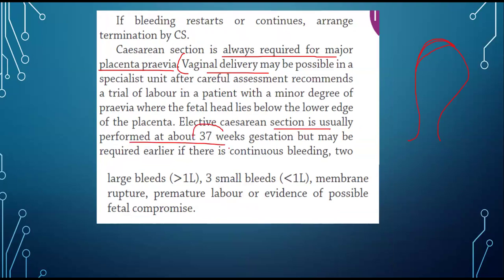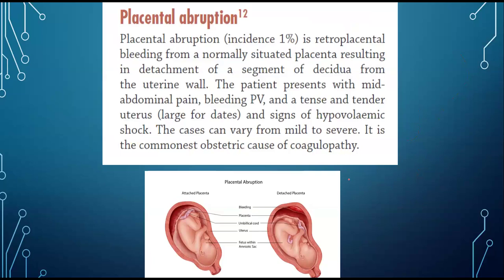Elective cesarean section is usually performed at 37 weeks. So let's say you have a patient with major placenta previa and the patient is 34 weeks gestation. You will definitely admit the patient and keep an eye. Let's say the mother and baby are stable, bleeding has stopped. Your idea would be that by the time it is 37 weeks, you will arrange an elective C-section for the patient. So that's more or less about placenta previa. Any questions, guys?